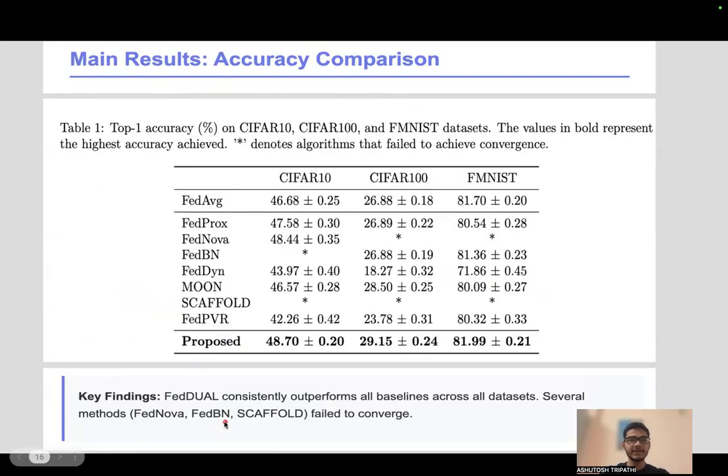Right. So firstly, we have achieved top 1 accuracy. By the table, in all of the cases, FedDUAL consistently outperforms all baselines across all data sets. And we also noticed that FedNova, FedProx, Scaffold, these good methods even fail to converge in these severe non-IID scenarios.